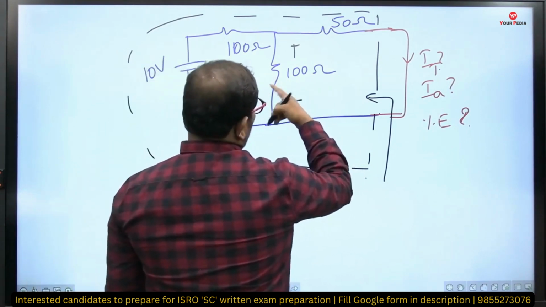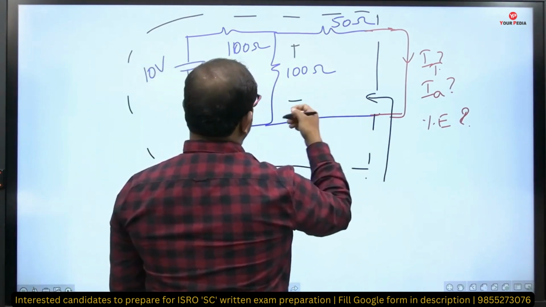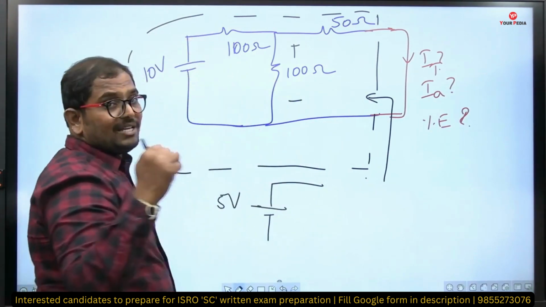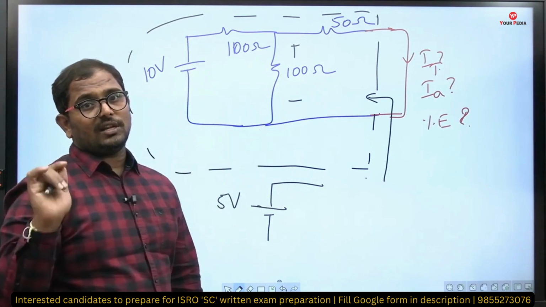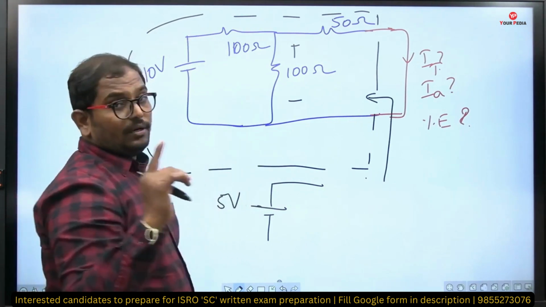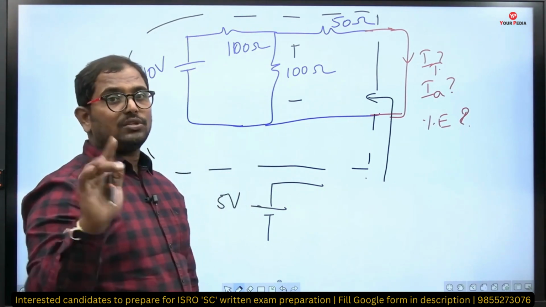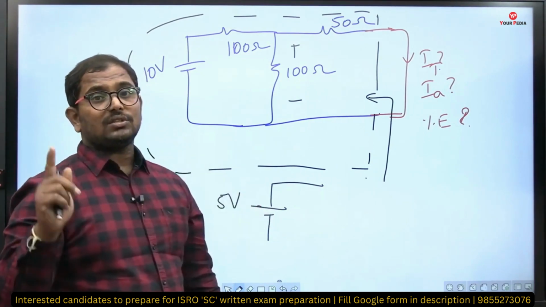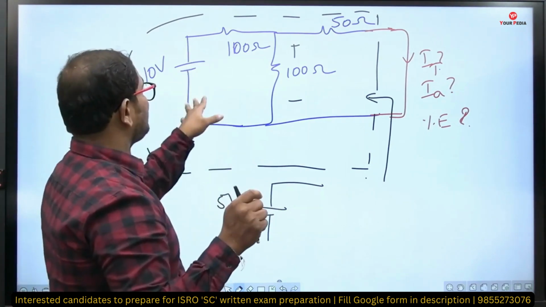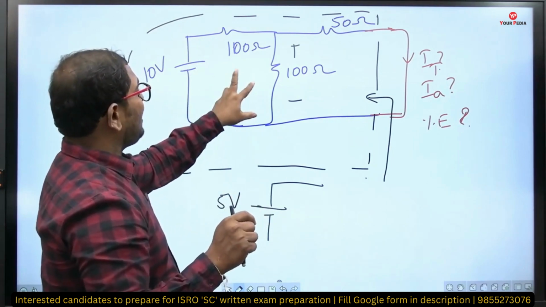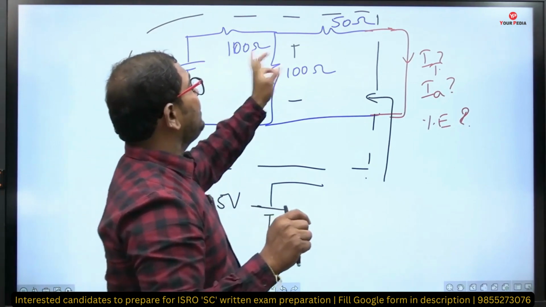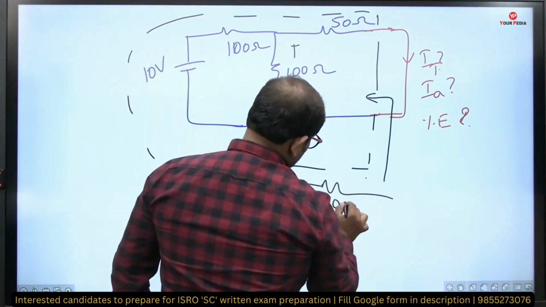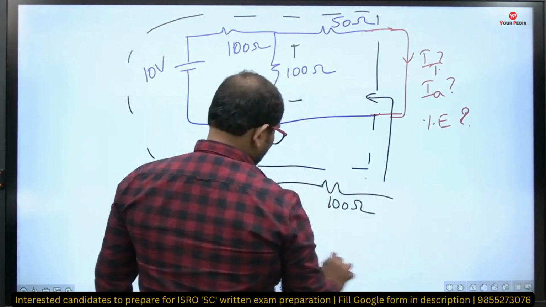And what about the Thevenin's equivalent resistance? To get the Thevenin's equivalent resistance, I need to replace all the sources with their internal resistances. What is the internal resistance of a voltage source? It will be 0, so 0 means short circuit. 200 ohms are in parallel, so the resultant becomes 50. 50 in series with 50, you will get another 100. So this is 100 ohms.